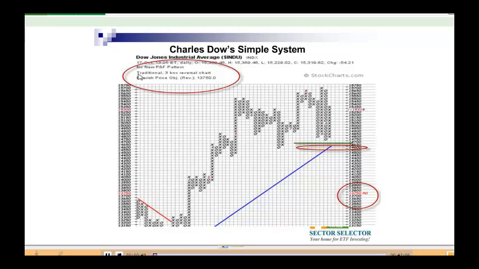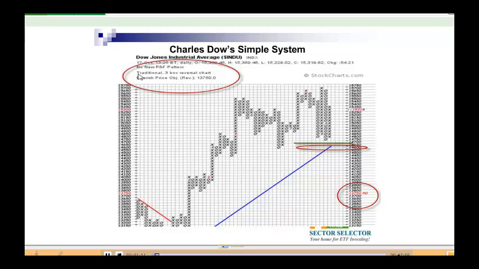You can see how these X's and O's work. X's indicate that demand is in control of the market. O's indicate that supply is in control of the market. And so right now, overall, we had a sell signal with that column of O's there. This recent rally we had is that last column of X's on the right. So you can see that.